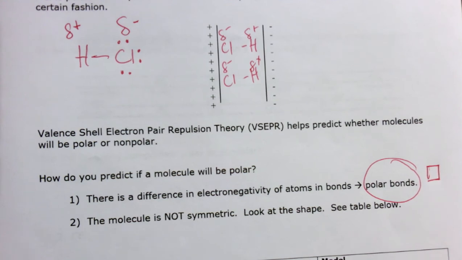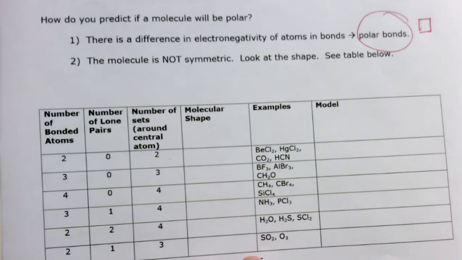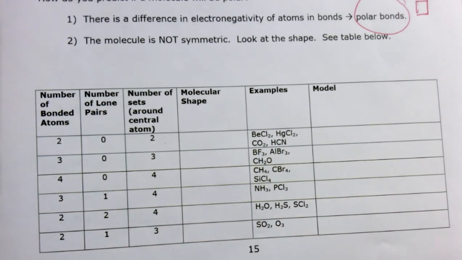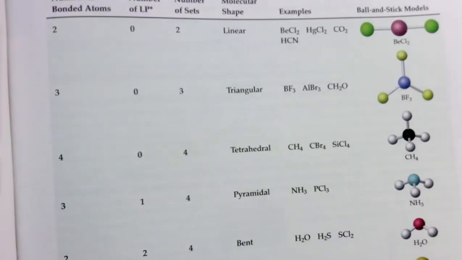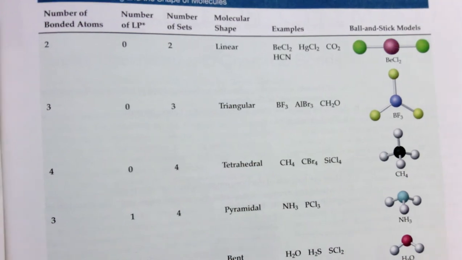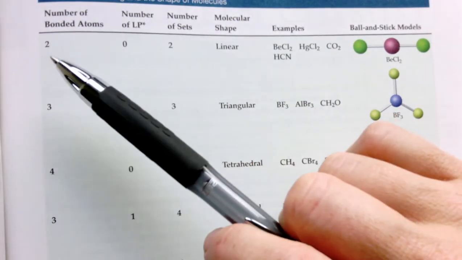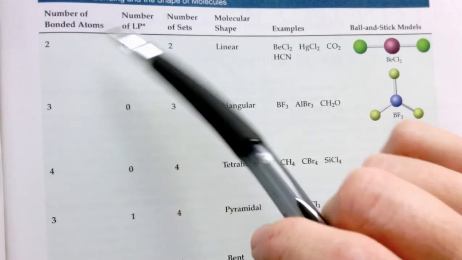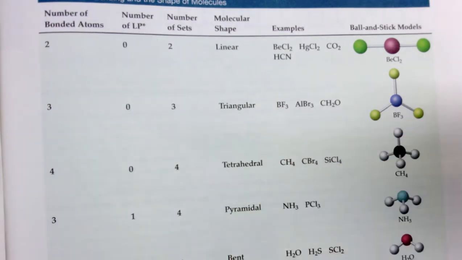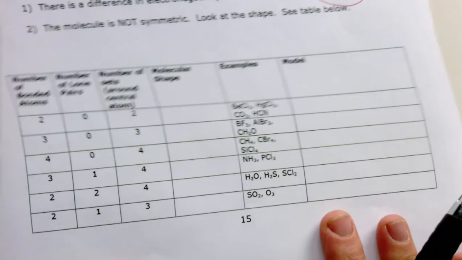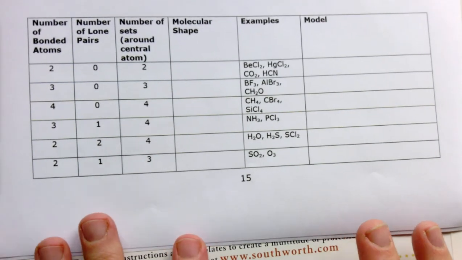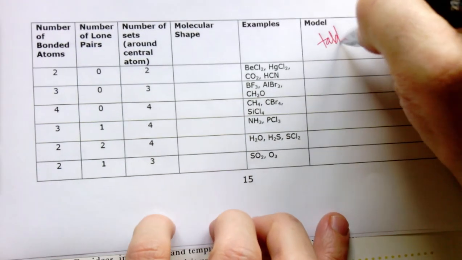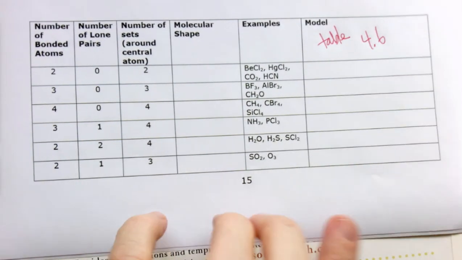Look at the shape. So I have a table, and I have taken this from your textbook. This is table 4.6. The key is looking at the central atom, looking at how many bonded atoms you have, so bonded pairs, number of lone pairs, number of sets, what the shape is. We'll go over this. So I'm just going to copy this down. I have a lot of it filled out. Look at table 4.6 for what the shape is.